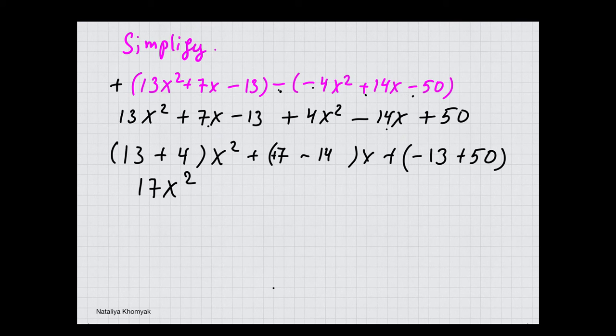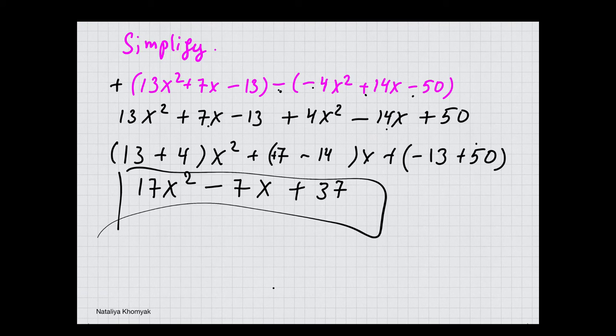We have more negatives, so the difference will be negative 7x. And the last term has more positives, so we have plus. Difference between 50 and 13 will be 37. And this is our solution. That's all.